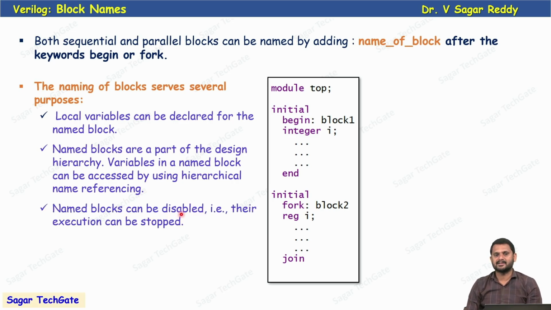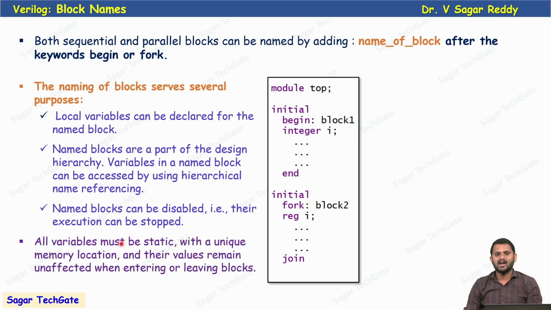Named blocks can be disabled, that means their execution can be stopped. We can stop some blocks also, by using some constructs. Now all variables must be static, with a unique memory location, and their values remain unaffected when entering or leaving the blocks. Those are the static variables, and we assign a unique memory location to store that value. Their values remain unaffected even though we enter or leave the blocks.